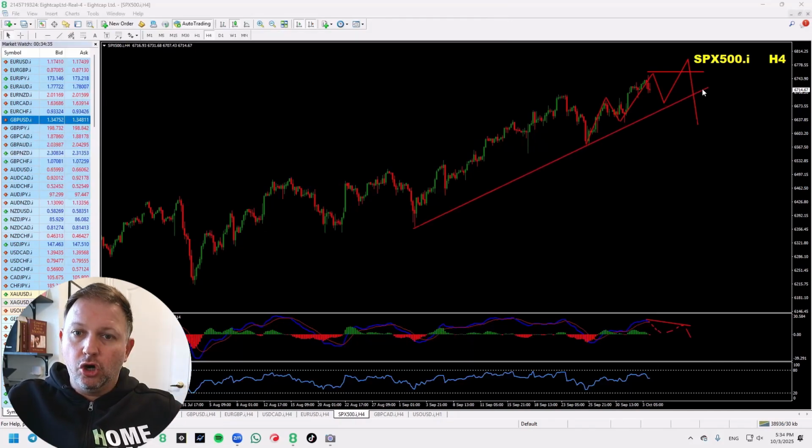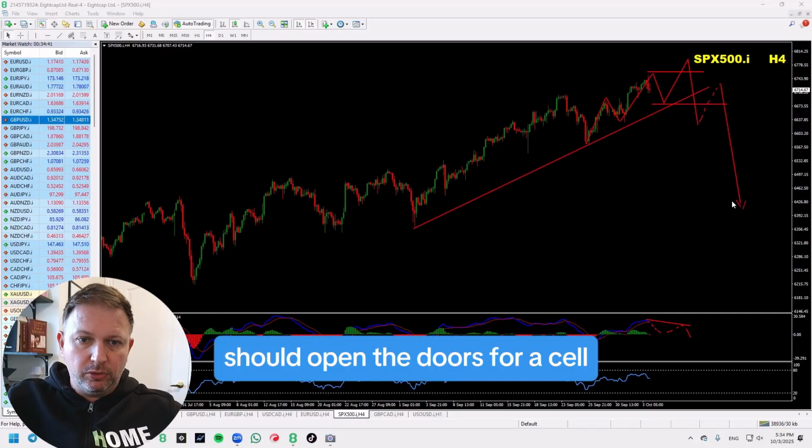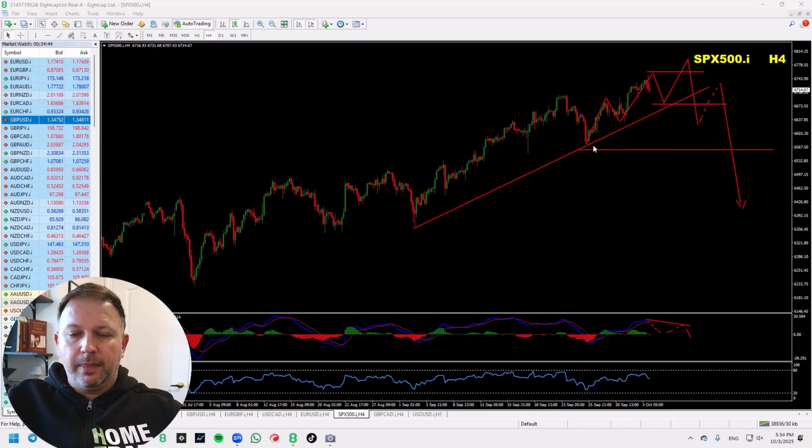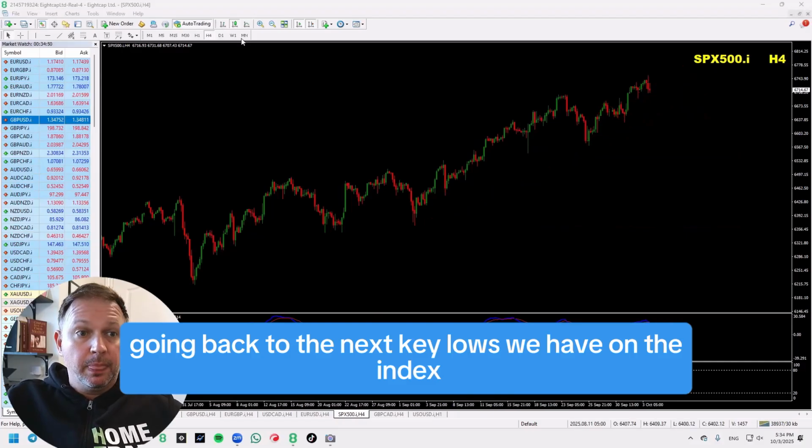For that, connect the recent trend line, and a break below the recent low should open the doors for a sell, going back to the next key lows we have on the index.